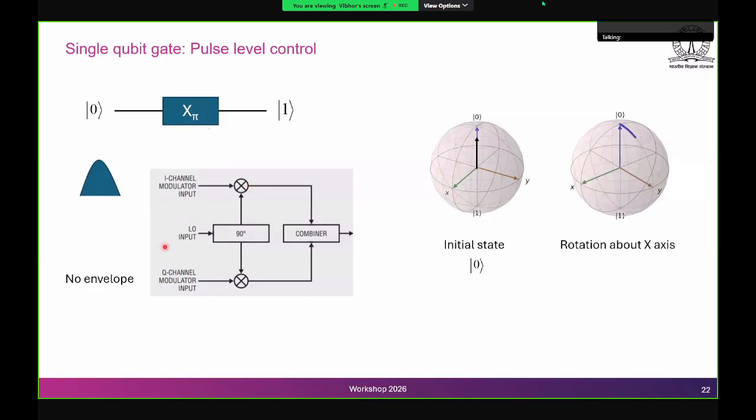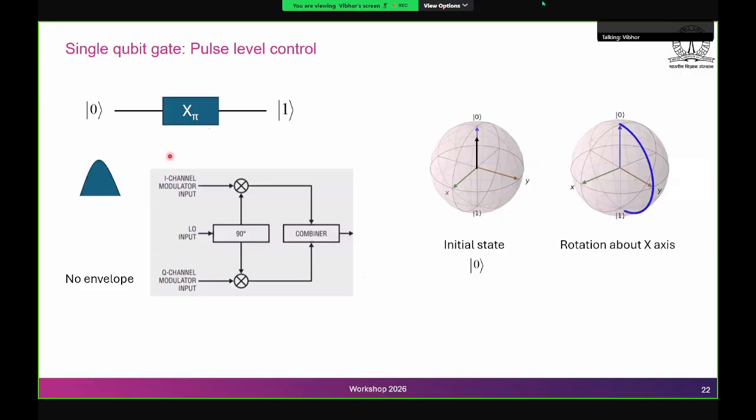And I have this little schematic to show that if we want to do a pi rotation about the x-axis, that was our quantum NOT gate, if you remember. We can send a pulse here, which has a duration and amplitude tuned just right, through the I channel. And if my initial state here is aligned with the North Pole, at the end of this pulse, it will be transferred to the South Pole.